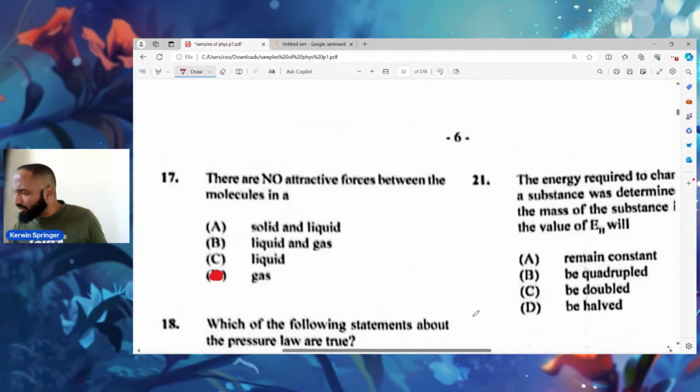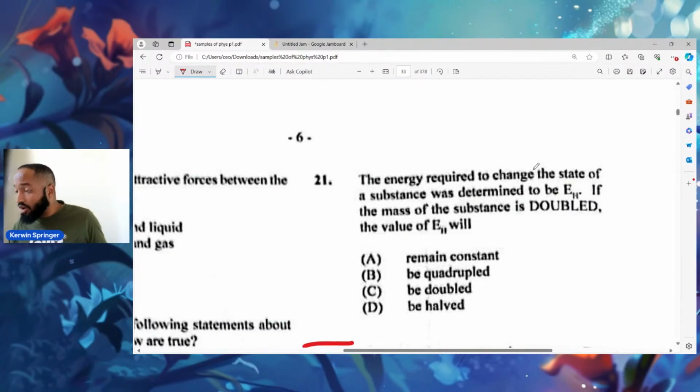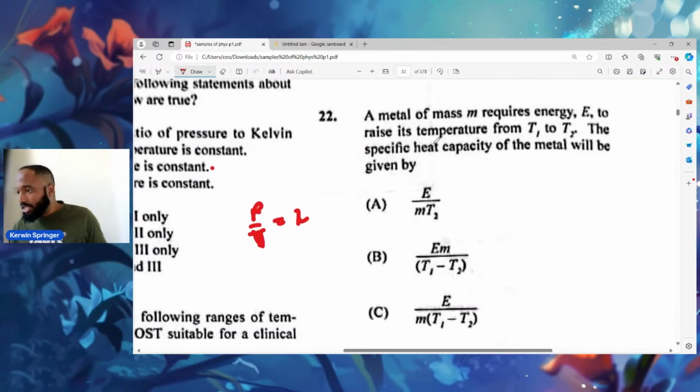So let me come back to this. What are they talking about here? The energy required to change the state of a substance was EH, so read the question properly. If the mass of the substance is doubled, the value of EH will also be doubled. Only thing is the mass. So C is the answer there. That question was kind of useless.